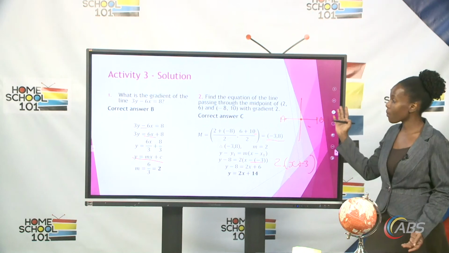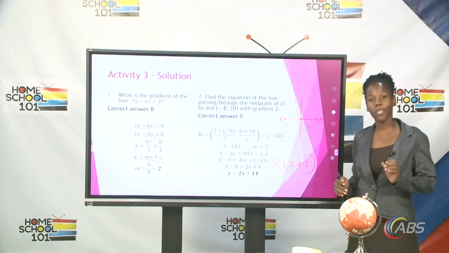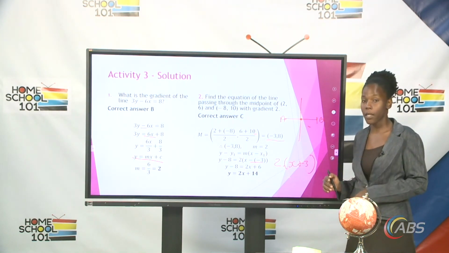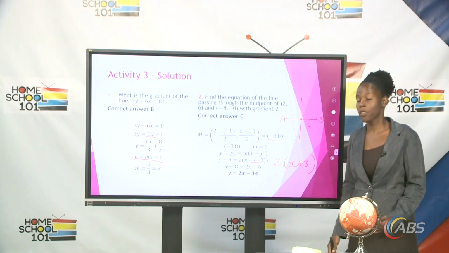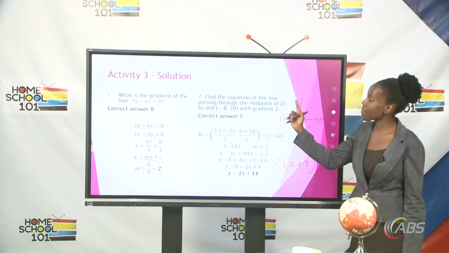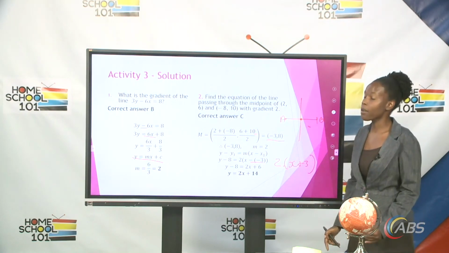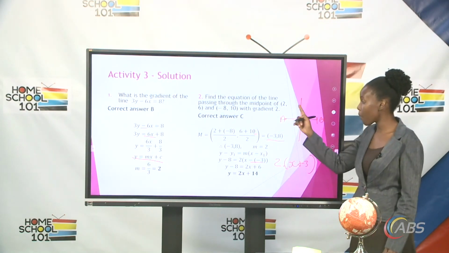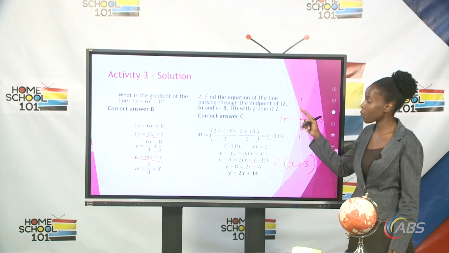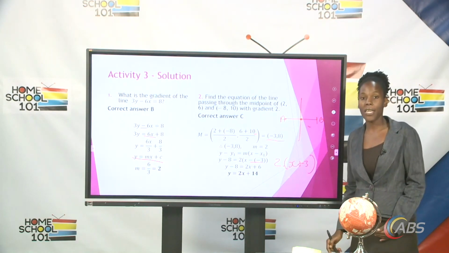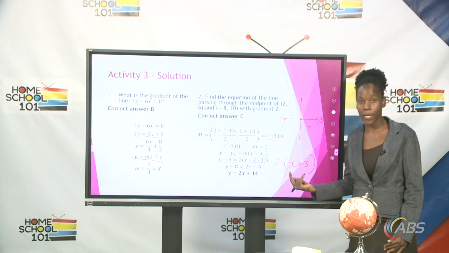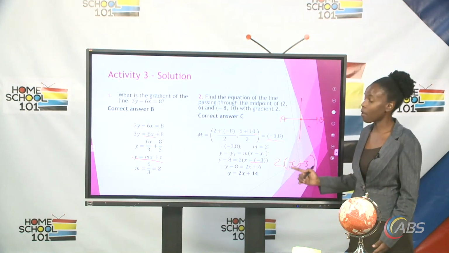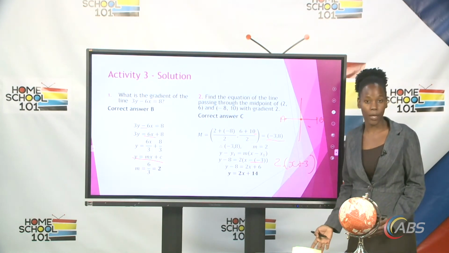So again, for this question, ensure that you read the question carefully so that you know exactly what is being asked, so you can answer it appropriately. In this case, we were told that the equation passes through the midpoint of the line with these coordinates. So what we would need to do is to find the midpoint, and having found the midpoint, we then use this along with the gradient to find what the equation is.